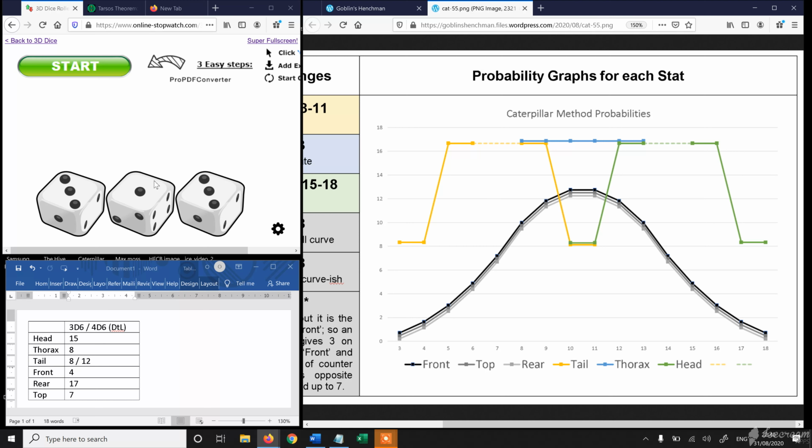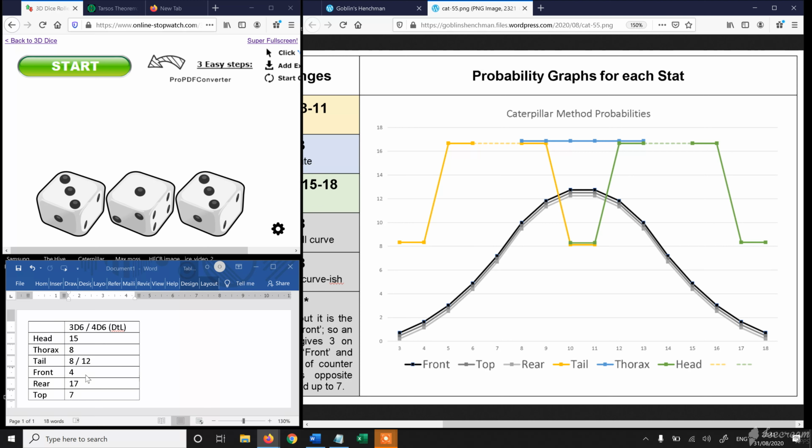For the thorax, you just add up the exposed faces. So again, opposite faces is 7, plus 1 is 8. And for the tail, using the 3d6 method, you add up these three faces. So opposite faces again are 7. 7 plus 3 is 10, and 10, and then it's minus 2 this time. Unlike the head, where it was add, the tail is subtract, so you get an 8. Now, if you wanted the 4d6 drop the lowest method, you'd basically treat it as two head rolls, if you like, not a head and a tail. And so in that case, you get a 12.